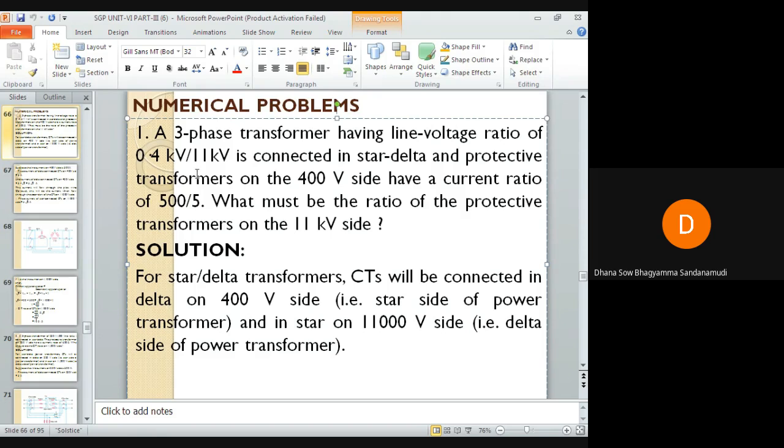So on this 0.4 kilovolt side, that is 400 volts, the current ratio of the CT is 500 by 5. And you have to determine the ratio of the protective transformer, that means the ratio of the CTs on the 11 kilovolt side. Okay, write down the question. As soon as you complete, inform me.